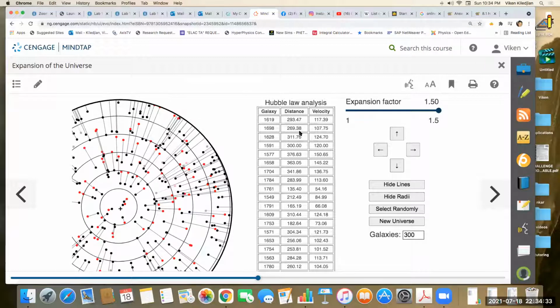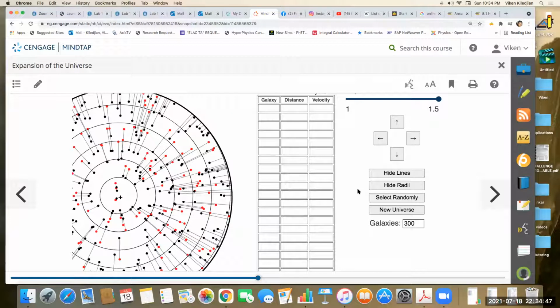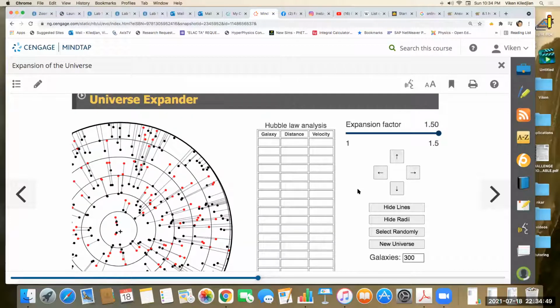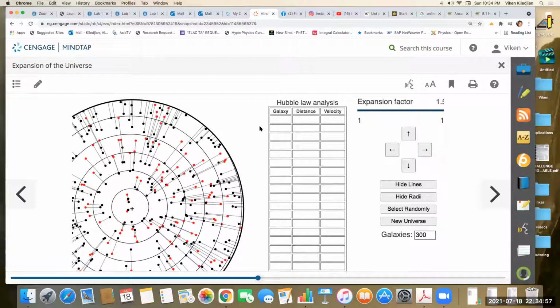Oh no, I didn't like that. When I did select randomly, it changed everything to long distances. We need data for short distances too. I think it's probably better if you do it yourself, because select randomly might choose only the far off galaxies.